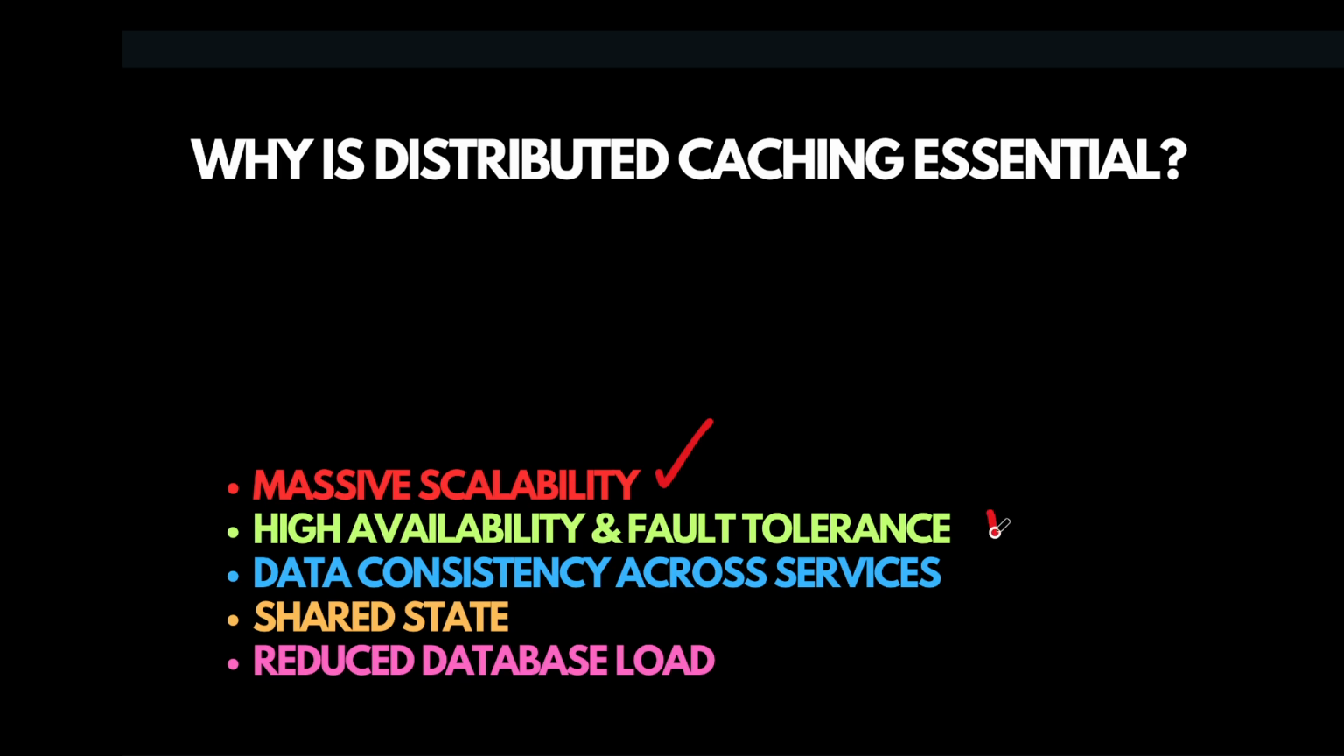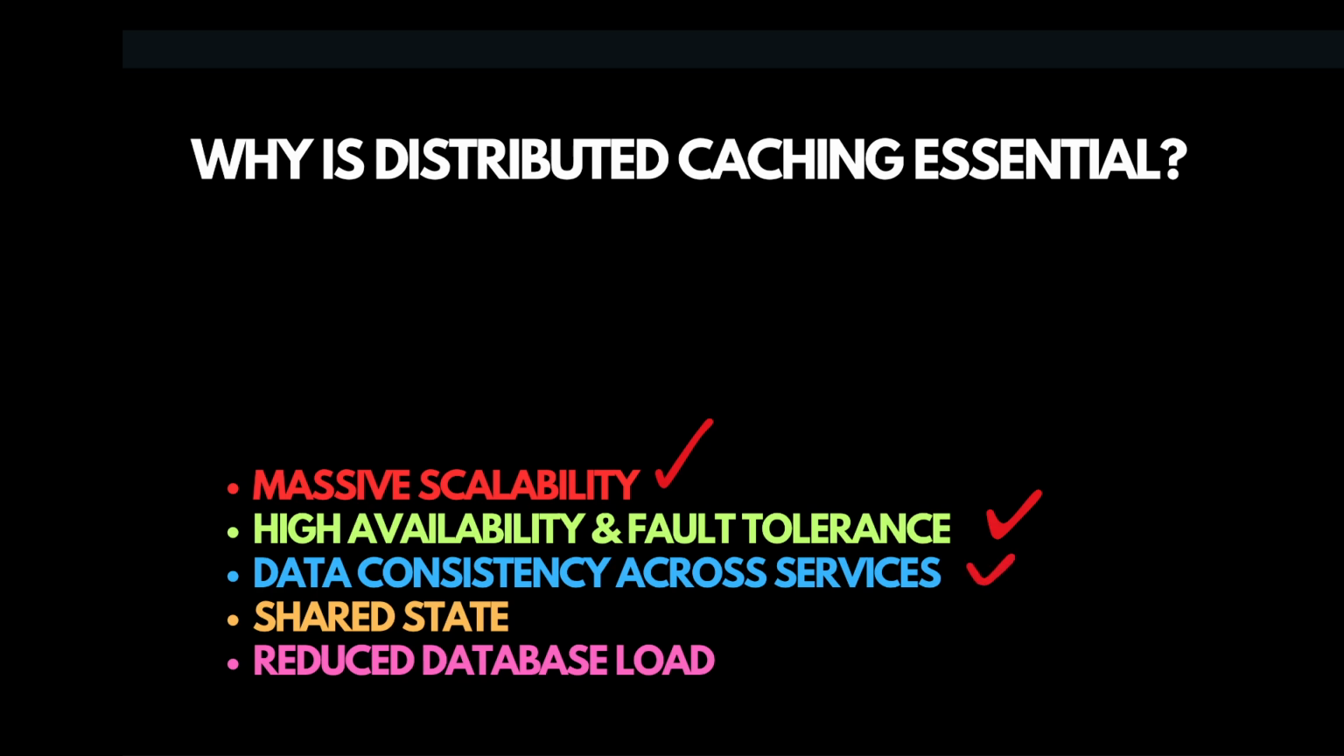Number two, high availability and fault tolerance. If one cache node fails, the rest of the cluster can continue to operate. Data can often be replicated across multiple nodes, ensuring that even if a node goes down, its data is still available from a replica. This prevents your entire caching layer from becoming a single point of failure.